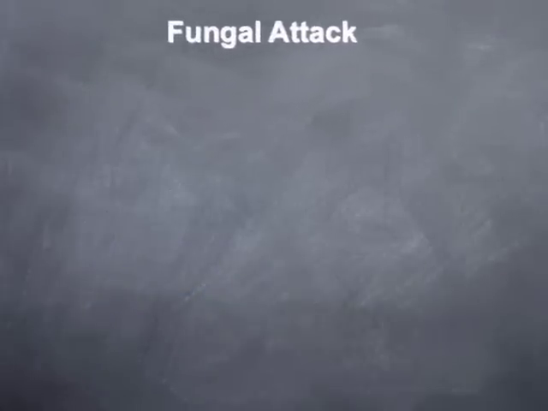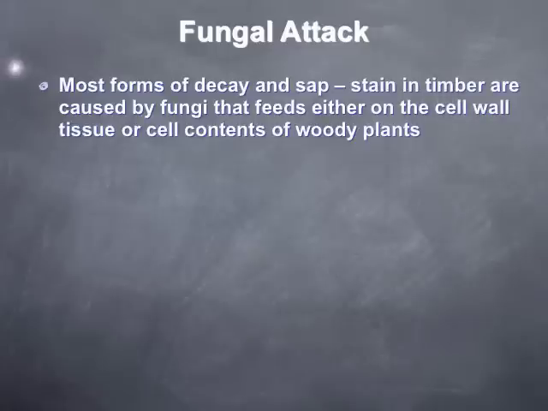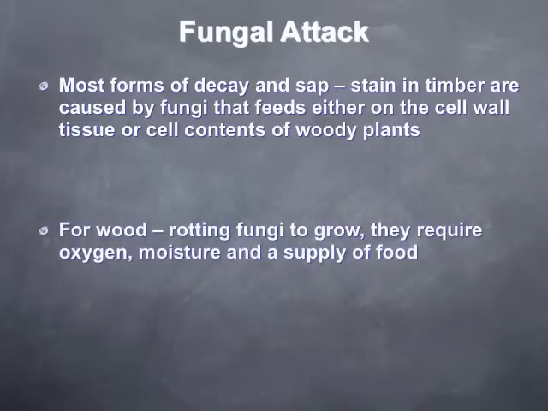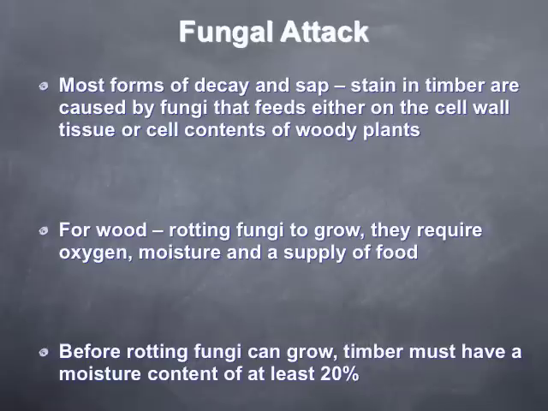First of all, fungal attack. Now, most forms of decay and sap stain in timber are caused by fungi that feed either on the cell wall tissue or cell contents of woody plants. For wood rotting fungi to grow, they require oxygen, moisture, and a supply of food. Before rotting fungi can grow, timber must have a moisture content of at least 20%. So we must try to keep the moisture content below that level.